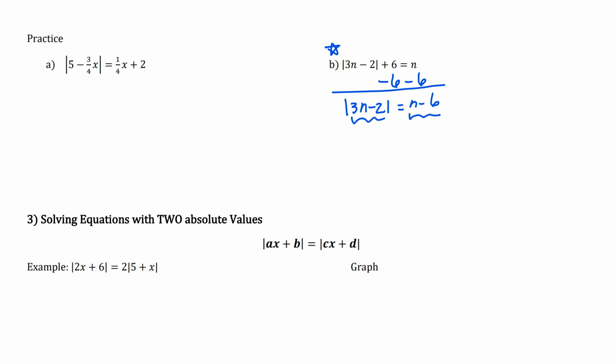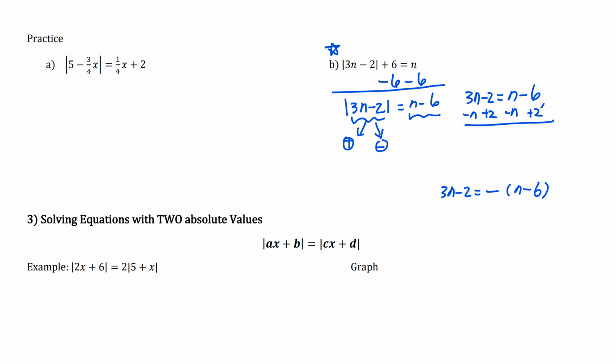Alright, let me go back. So this one has a plus and this one has a minus. So let's do 3n minus 2 could be n minus 6, or 3n minus 2 could be negative n minus 6, right? So when we subtract the n both sides and add 2 both sides, I'm doing everything at the same time, 2n equals negative 4. So n equals negative 2.